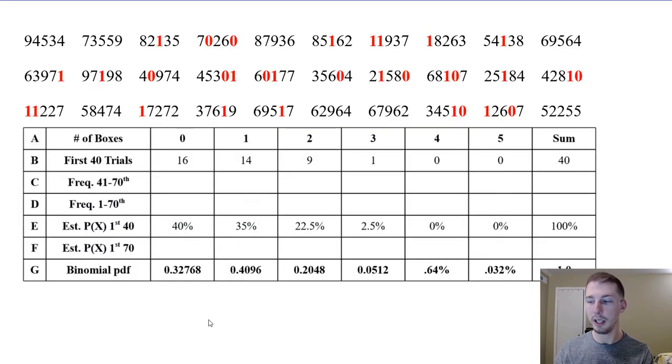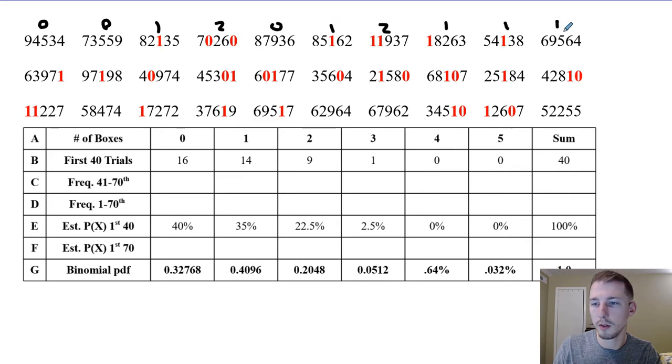So let's simulate our own binomial distribution. We've already done the first 40 trials. We did that yesterday. So here's what we got for that. None of them had 4 or 5 out of them. Let's do the next 30 trials. So we're just going to increase it and see what we get. So this one had 0, this one had 0. We had 1, 2, 0, 1, 2, 1, 1, 0, etc.